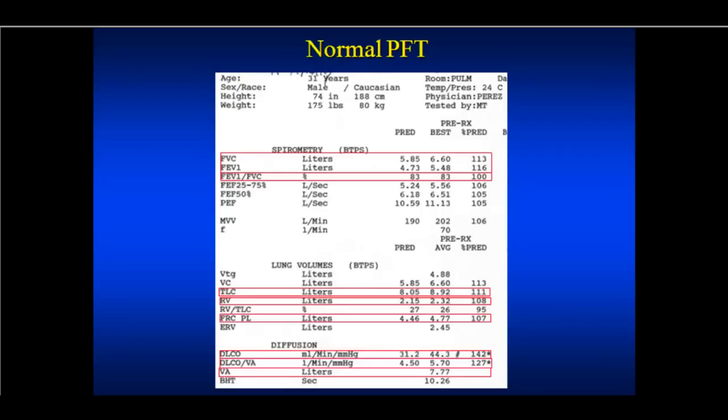Diffusing capacity, I want to look at the overall DLCO, and here this resident did 44.3 with an average of 31.2, so he has excellent gas transfer. This is 142% predicted in his case. Obviously, his alveolar volume, he's got normal lungs, great gas distribution. It distributed in 7.77 liters. He was a tall guy. Hopefully still is. So therefore, the DL over VA is again normal.